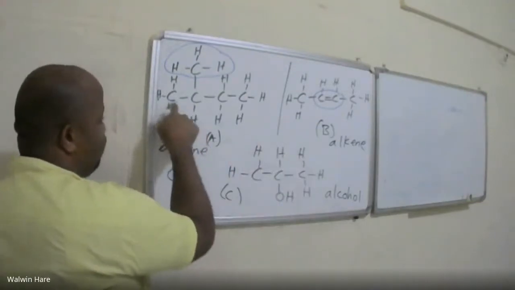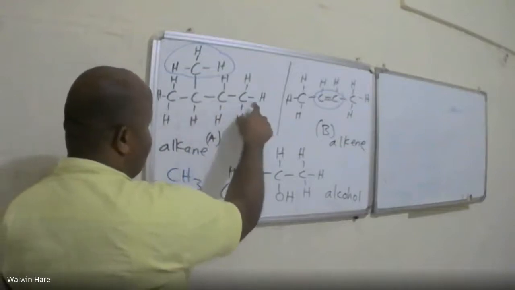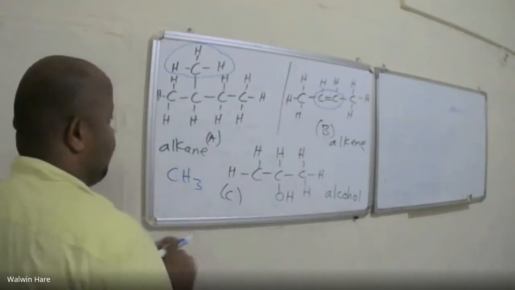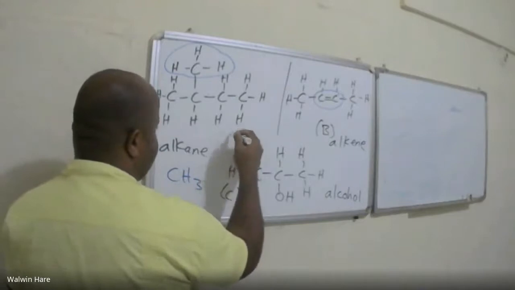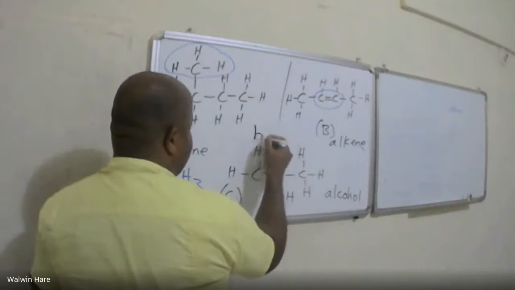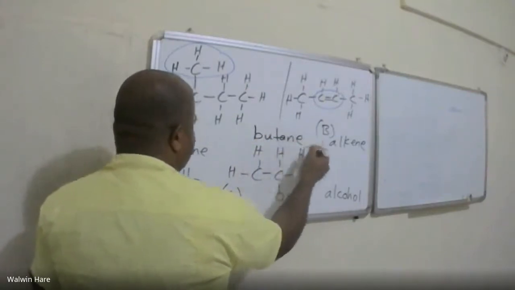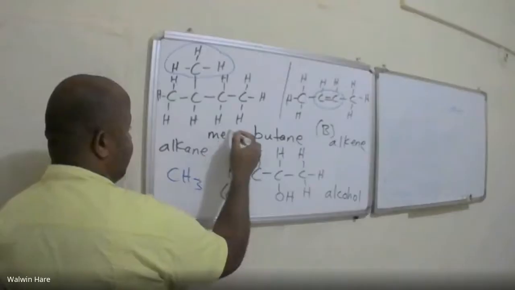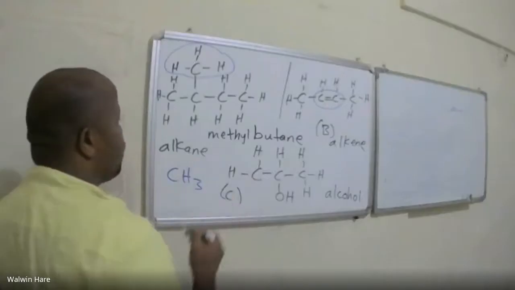So you would still count 1, 2, 3, 4, right? In which case, that would be called what? Butane. Butane, right? So it would be butane. And CH3, it is called what? Methyl. And it is on which carbon? Second one. Good.